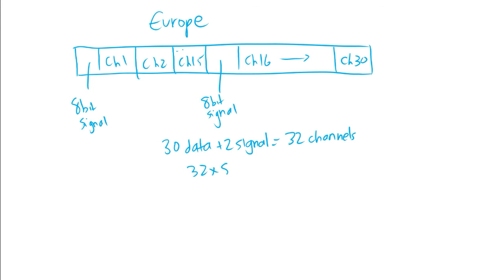32 times 8 bits times 8,000 samples per second gives us 2,048,000, or 2.048 megabits per second.